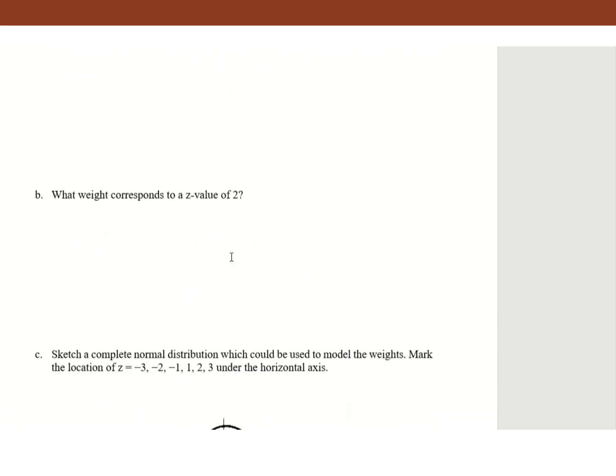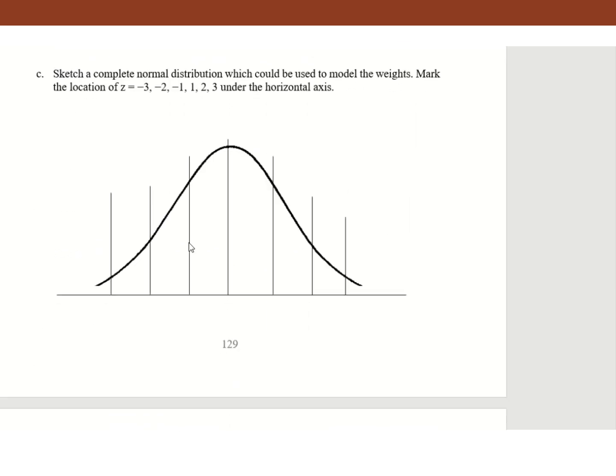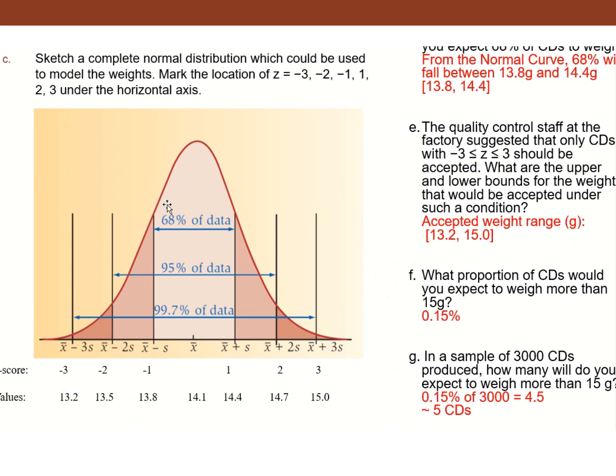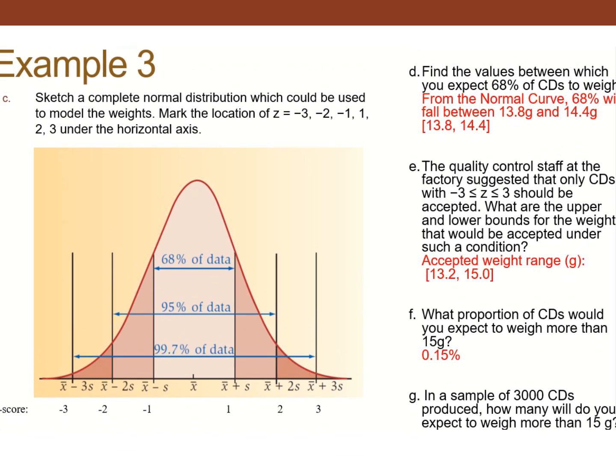Okay, so now we are going to fill up this curve. That shouldn't be a problem, that should be quite direct. Fill up the percentages first, 68, 95 and 99.7%, and then you fill up all your Z-scores. Then you fill up the values: your mean, then you add 0.3, add 0.3, add 0.3, minus 0.3, minus 0.3, minus 0.3. Find the values between which you expect 68% of the CDs to lie. 68% and 2/3 can mean the same thing.